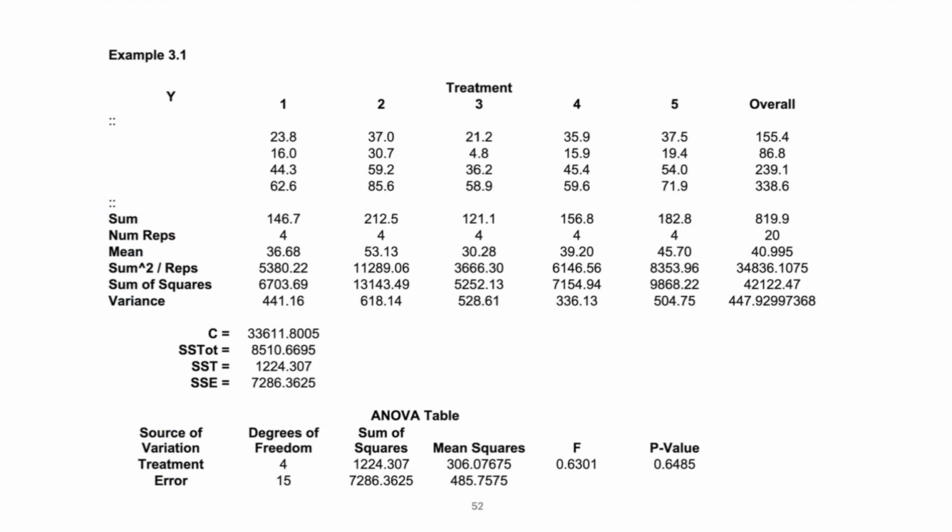Okay, and again, here's a spreadsheet showing this calculation, and this is the same type of spreadsheet that I used back in the previous module for completely randomized designs. So again, we're ignoring blocking in this ANOVA, right? And anyway, we see that the p-value is 0.6485.